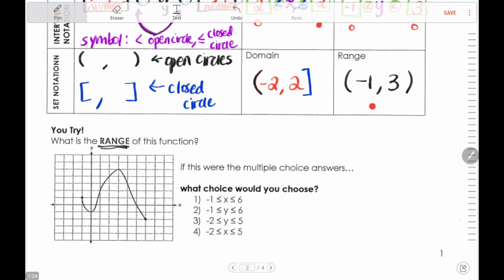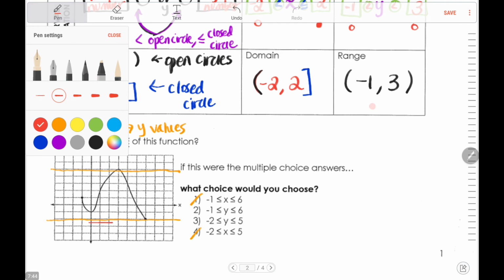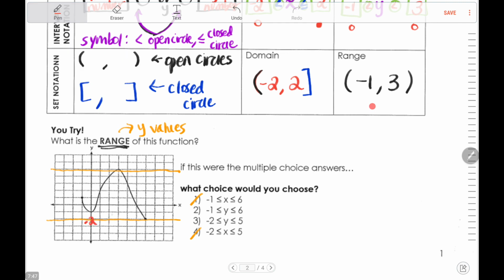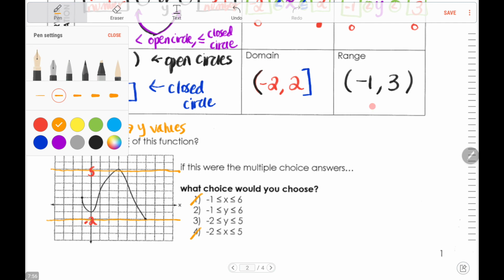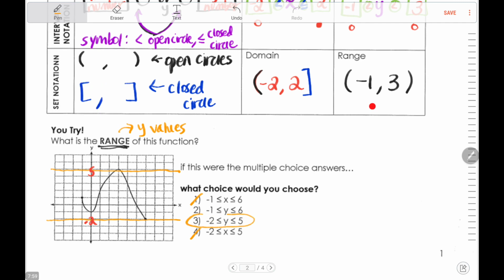Great. I hope you were able to eliminate answer choices 1 and 4, because when we talk about range, we're talking about y values. So if we're looking at the range, I'm looking at the lowest y value it goes down here to the highest y value it goes. It crosses through the y value of -2 down here, and the y value of 5 up here. So our only answer choice that makes sense is this one, -2 less than or equal to y less than or equal to 5. This also means -2 through 5.